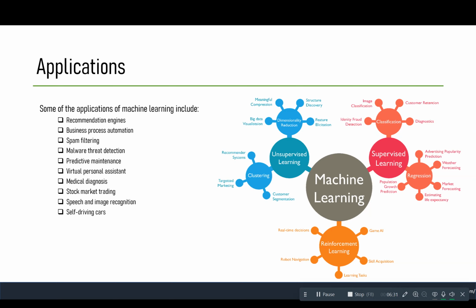Now the next application is business process automation. Business process automation involves using machine learning algorithms to automate routine tasks and decision making processes within a business. For example, a machine learning model can be used to automate tasks such as data entry, customer service, and fraud detection. By automating these tasks, businesses can improve efficiency and reduce cost.